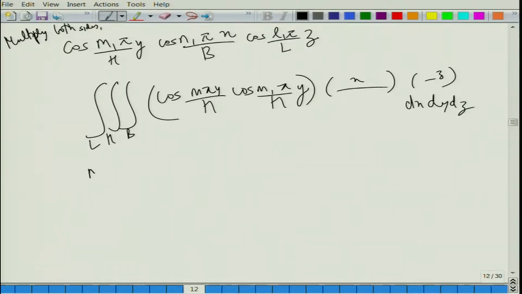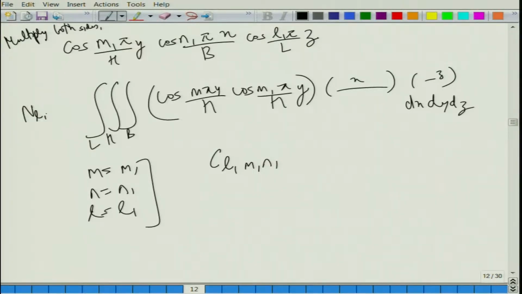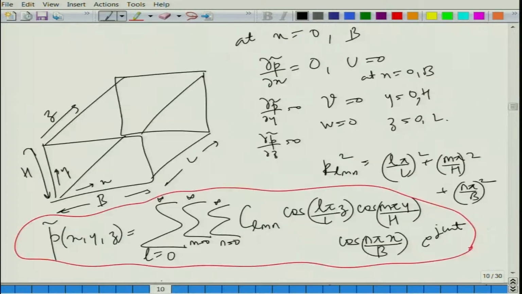So, only when m is equal to m1, n is equal to n1 and L is equal to L1, only when you have such a thing will it survive. Okay. So, basically what we will get are the modal coefficients. All the other modal coefficients will not survive, only C, L1, M1, N1 will survive, and we will have these integral values, which we denote by N, L, M, N. Once we get this, we will substitute back in the solution that we get here to get the Green's function response.